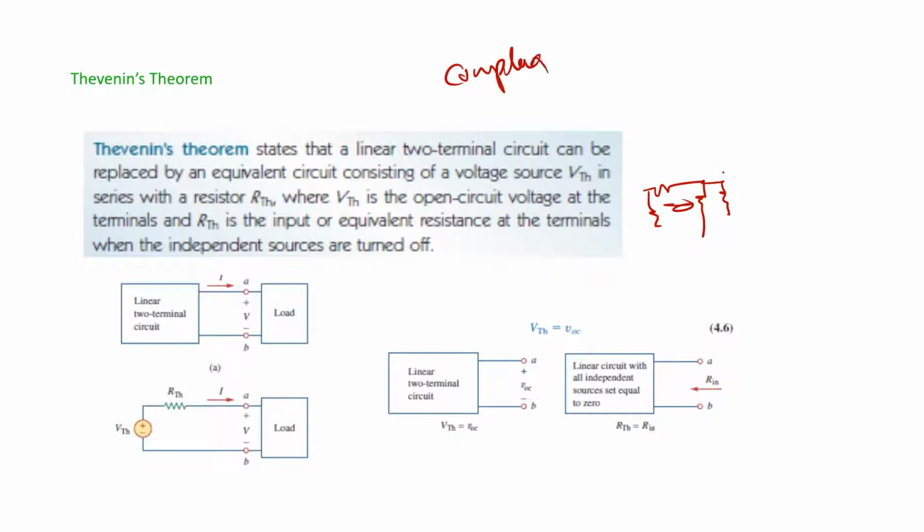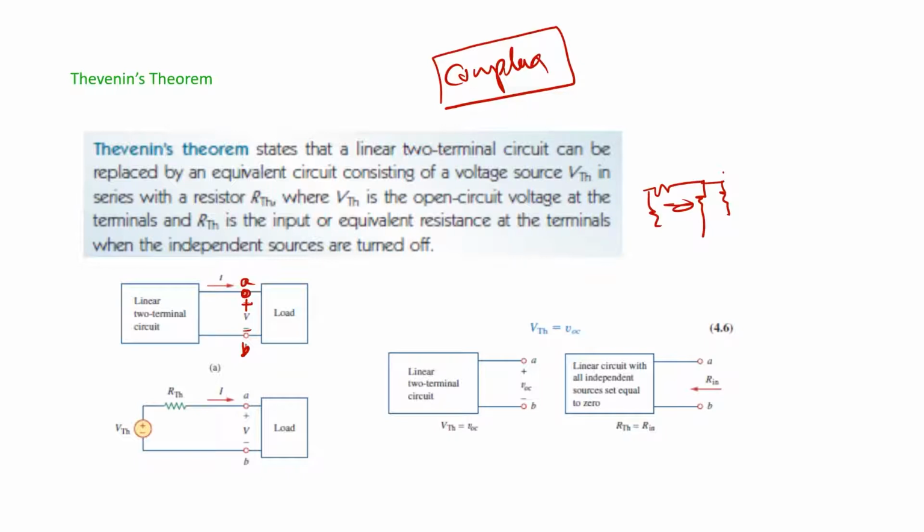So this complex network means a linear two-terminal network. That is connected to a load like this, right? There are two terminals, A and B. Across the terminals there is a voltage and a load is connected here. The current is flowing into the load. I want to find the current in the load, and also to solve the circuit. So a complex circuit can be solved by Thevenin's theorem.